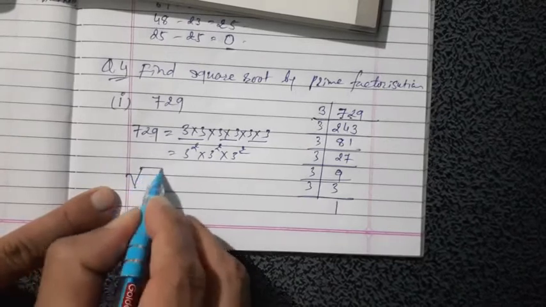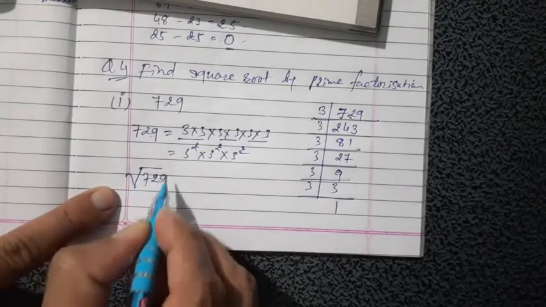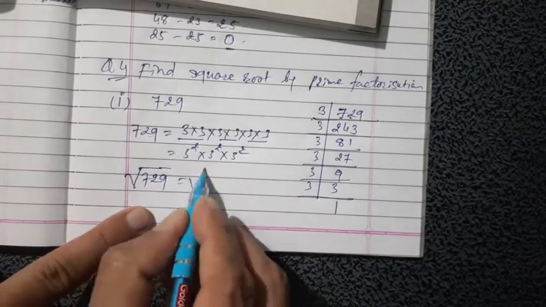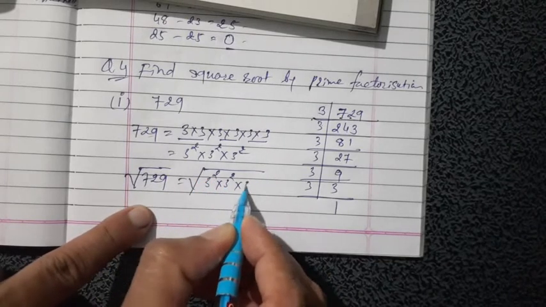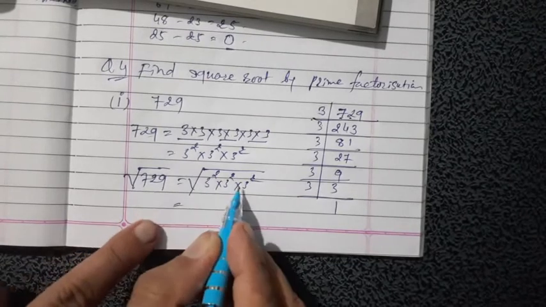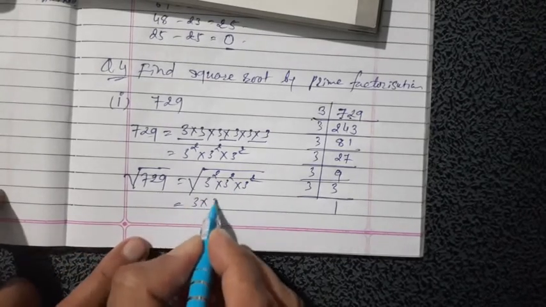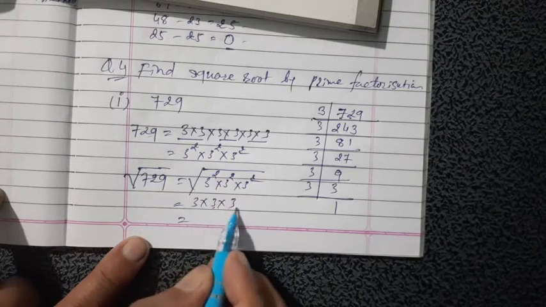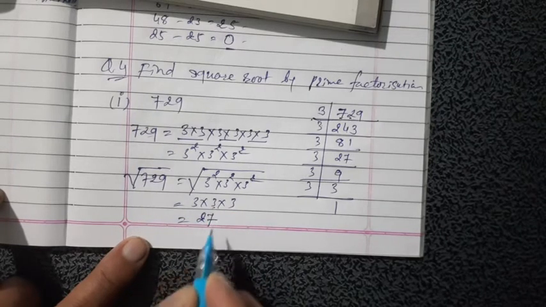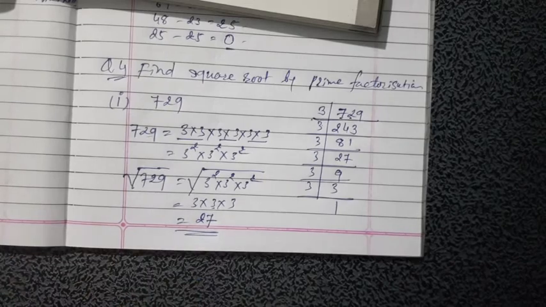So square root of 729. We want to find out the square root. So same here, square root of 3 square, 3 square, 3 square. Now here square and square root cancel. So 3 into 3 into 3 equal to, 3 3s are 9, 9 3s are 27. That's your answer.